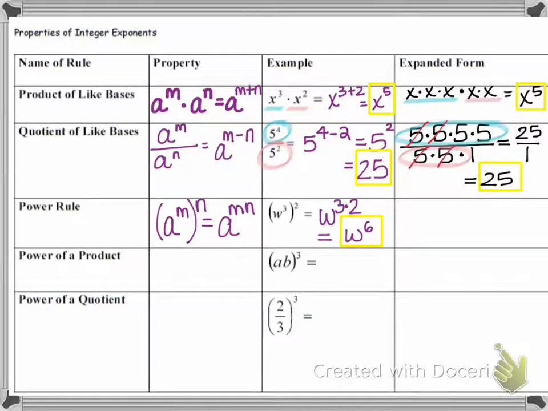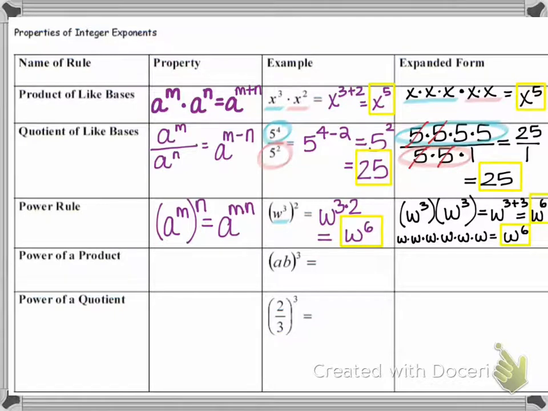So when I have w cubed and I square it, my base is w cubed. So if I square w cubed, it's w cubed times w cubed. Now, there's 2 ways to think about this. I can go back and use my product of like bases rule. This would become w to the 3 plus 3 power, which is w to the 6th. Or I can continue to expand it. I have 3 factors of w times another 3 factors of w. And if I count up all my factors of w, I have 6, w to the 6th power.